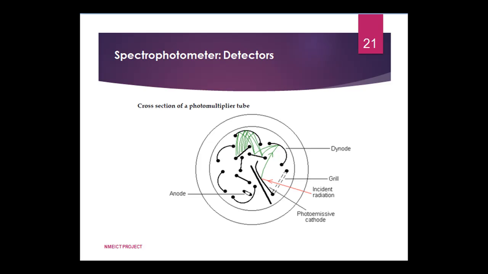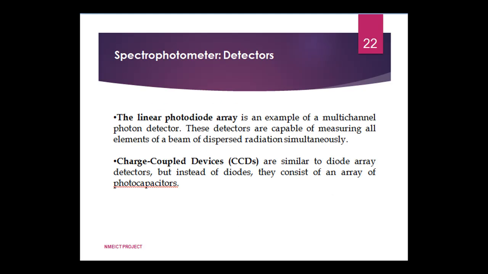Photomultipliers are very sensitive to UV and visible radiation. They have fast response times. Intense light damages photomultipliers and they are limited to measuring low power radiation. Linear photodiode array is another widely used detector in UV visible spectrophotometer. It is a multi-channel photodetector capable of measuring all elements of a beam of dispersed radiation simultaneously.